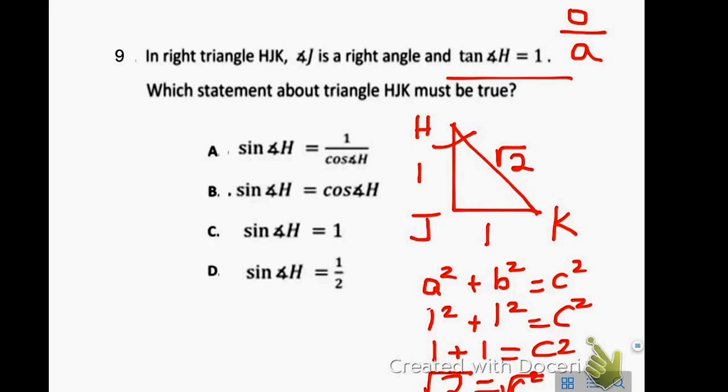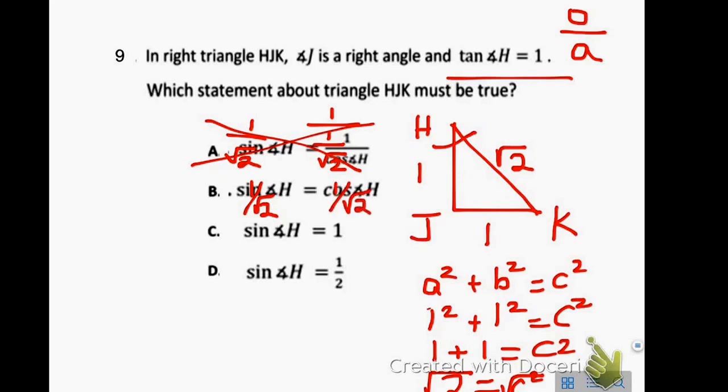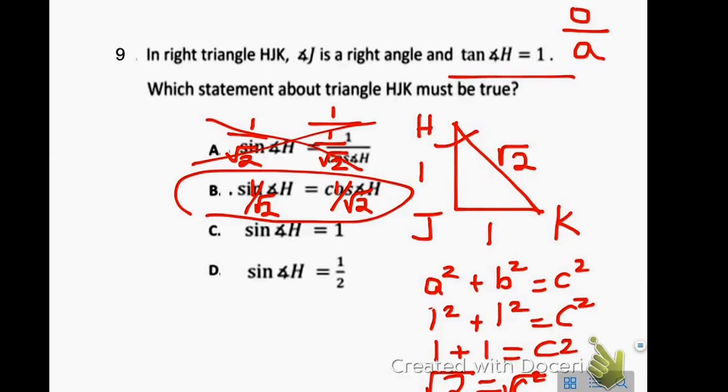Now let's see which statement is true. Is sine H equal to 1 over cosine H? Well, sine H is opposite over hypotenuse, so that would give me 1 over the square root of 2. And 1 over cosine H would be 1 over, cosine H is adjacent, so that would be 1 over the square root of 2 for the hypotenuse. And that would not be equal, they're not equivalent. So if I look at B, sine H is opposite 1 over the hypotenuse, the square root of 2. Cosine H is adjacent, which would be 1 over the square root of 2. So that would be equivalent.